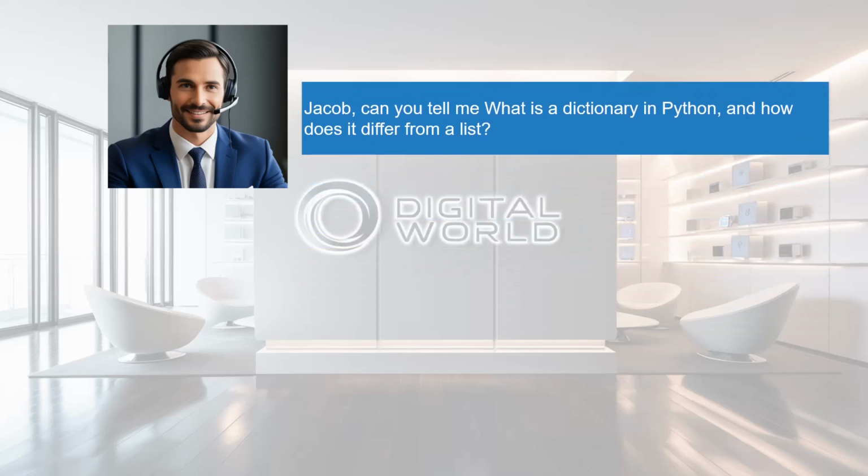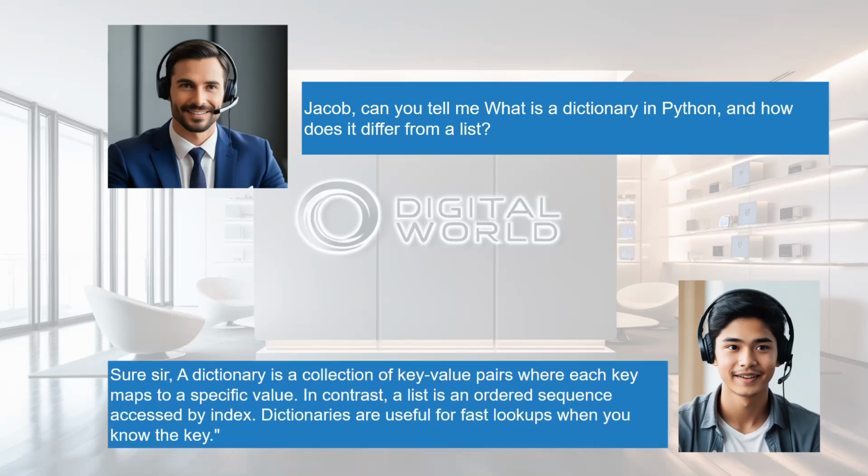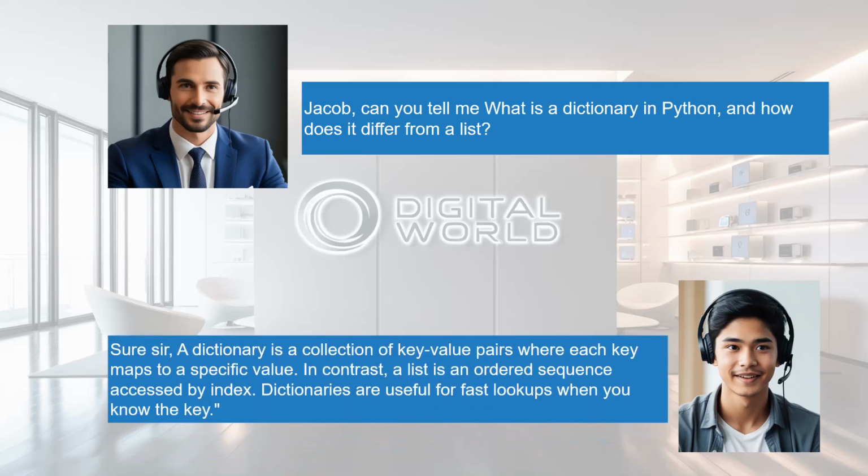Jacob, can you tell me, what is a dictionary in Python, and how does it differ from a list? Sure sir, a dictionary is a collection of key-value pairs where each key maps to a specific value. In contrast, a list is an ordered sequence accessed by index. Dictionaries are useful for fast lookups when you know the key.